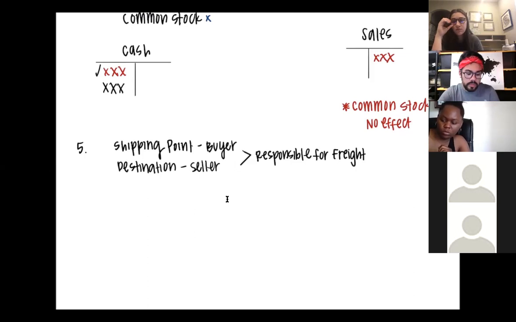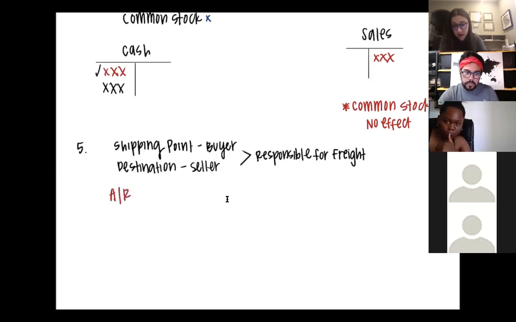So since the merchandise had not been received by Beta, which is the buyer, Alpha recorded the sale and counted the merchandise in ending inventory. So should they have recorded the transaction? No, right? What would the transaction look like? AR debited and sales credited.